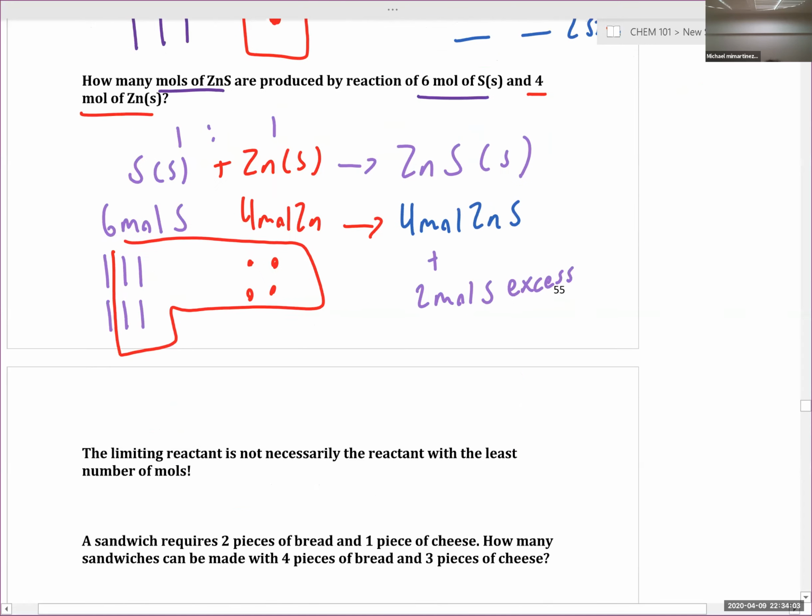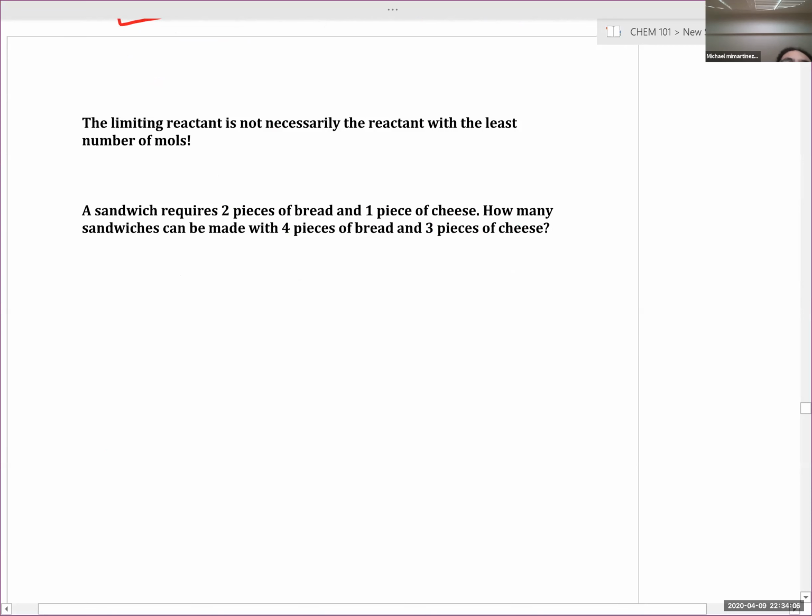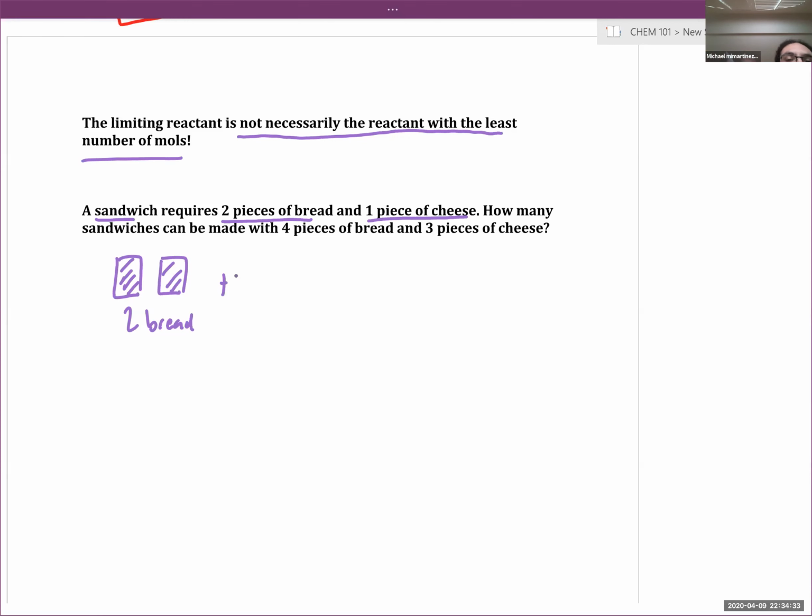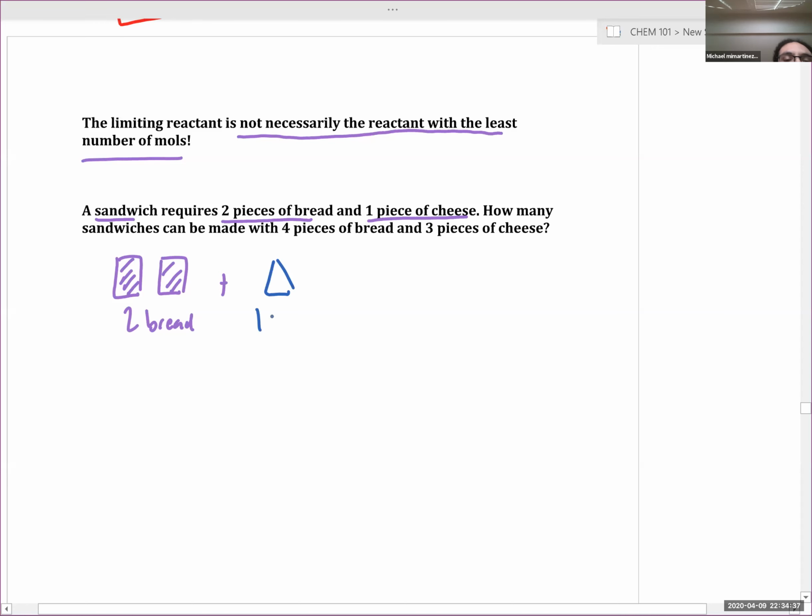Okay, now let's talk about another example, and this is really important to understand. The limiting reactant is not necessarily the reactant with the least number of moles. It's not the smallest number of moles. It's based on the stoichiometry. And to give you a classic example, a sandwich requires 2 pieces of bread and 1 piece of cheese, okay? So here's our stoichiometry. So we have 2 bread plus 1 cheese gives us 1 sandwich.